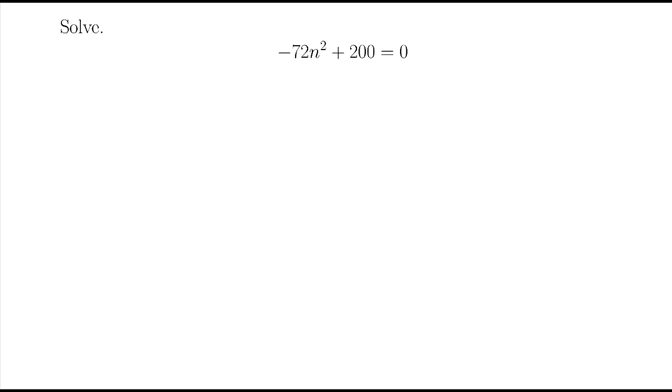Okay, and so we have two strategies to solve this type of equation. The traditional factoring and using the zero product property is available. We can do that. If we decided to do it that way, let me rewrite the problem here. I'm going to look for a common factor between negative 72 n squared and 200. Those are both divisible by 2, 4. They're both divisible by 8.